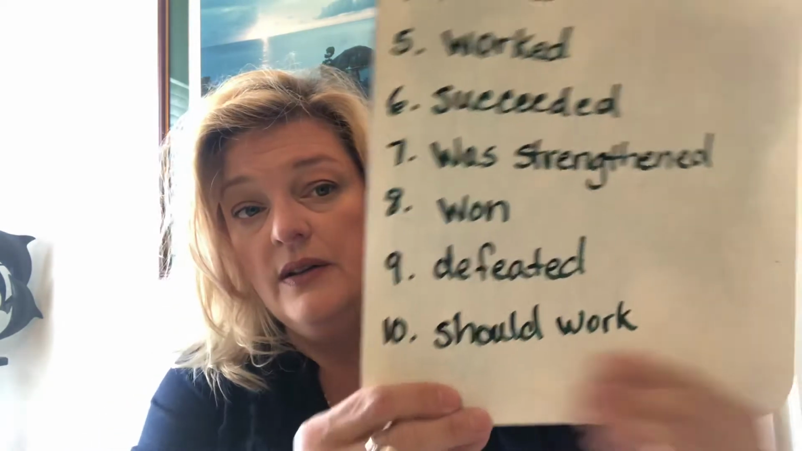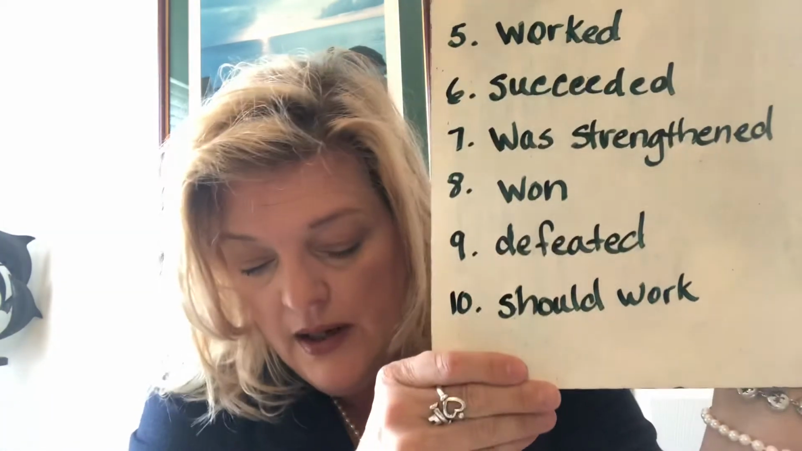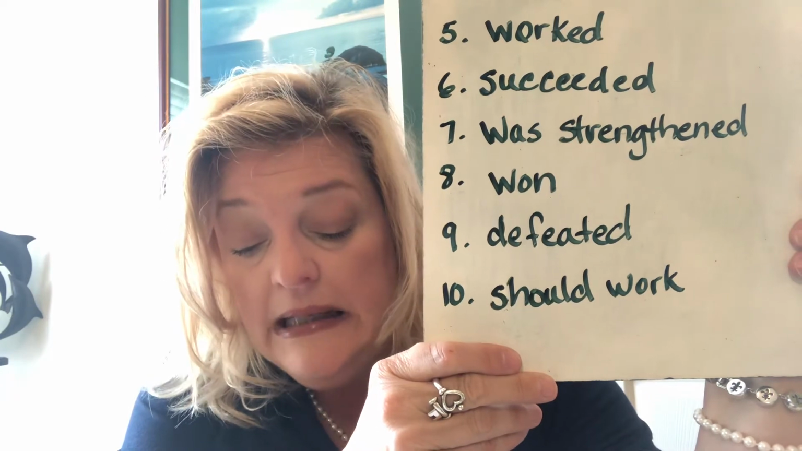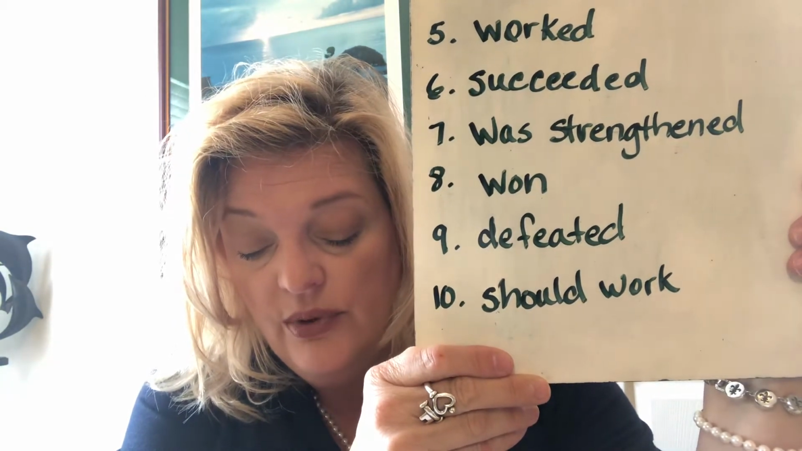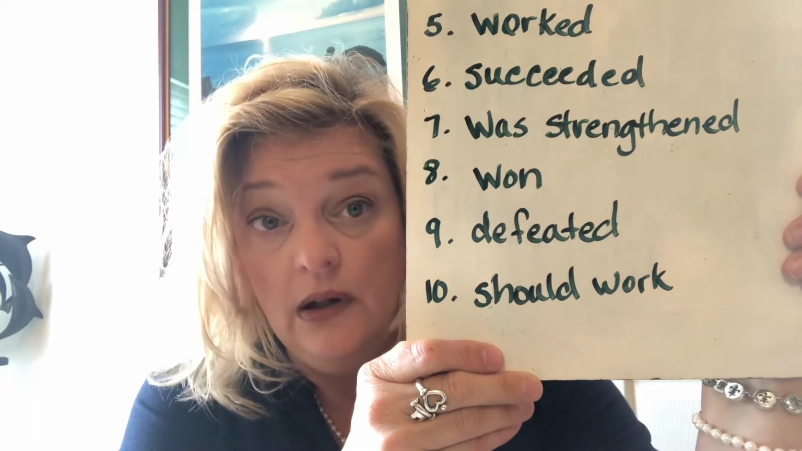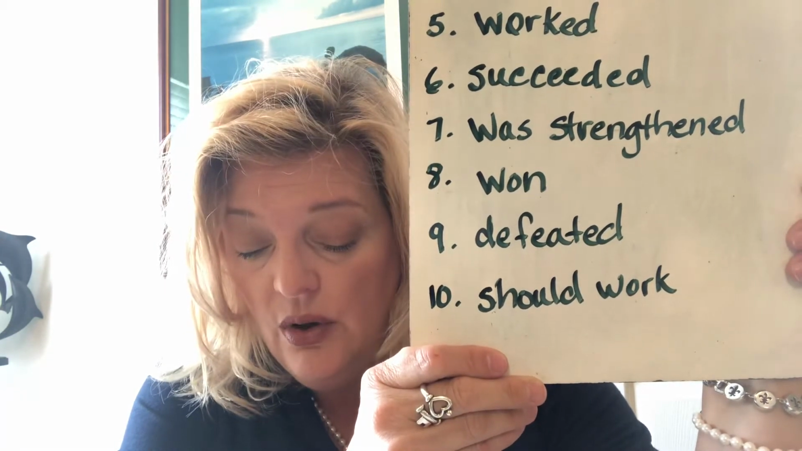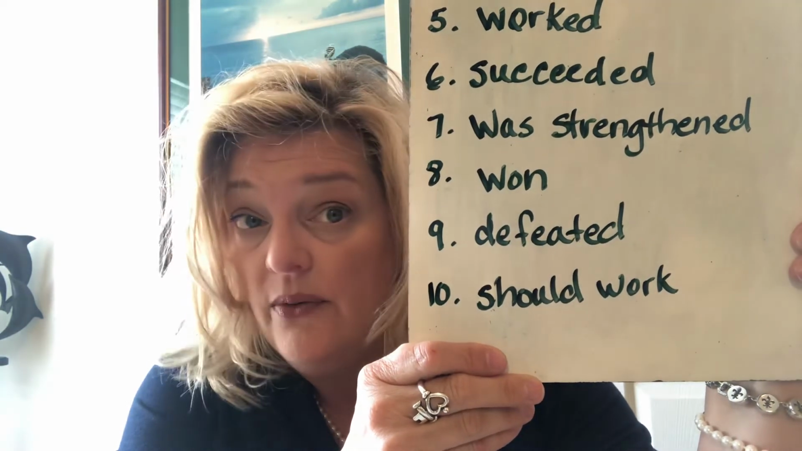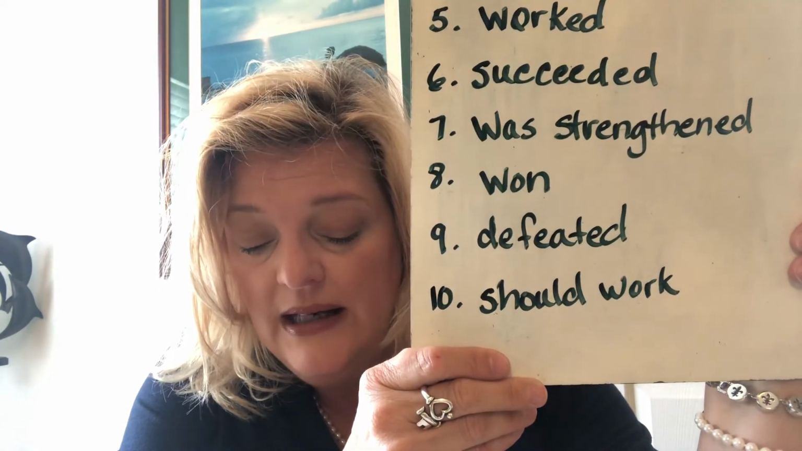Number 9, can you see number 9? There we go. Number 9, at a later time, he completely defeated the British. Who or what completely defeated the British? He. So he's my subject. What did he do? Defeated. Defeated is my verb. So how did he defeat it?